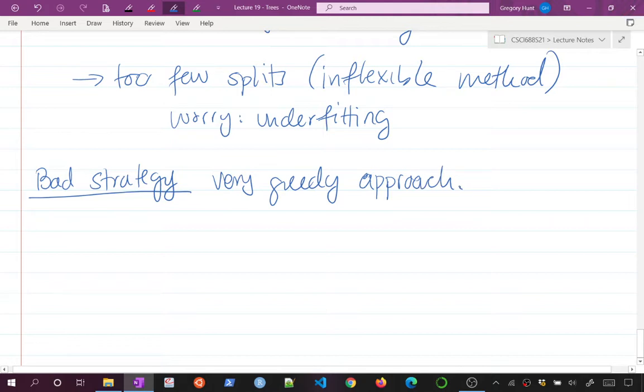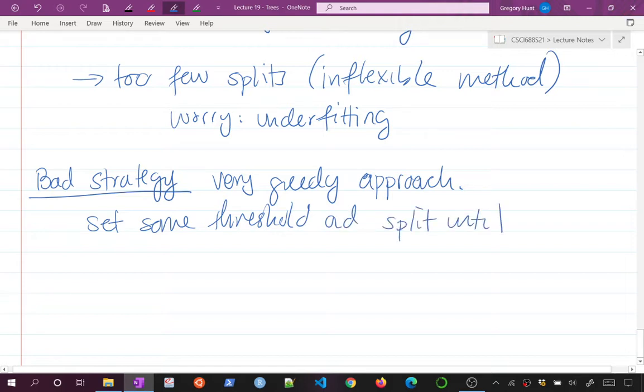And this would be to set some threshold. Let's say set some threshold and split until our RSS decreases by less than this threshold.